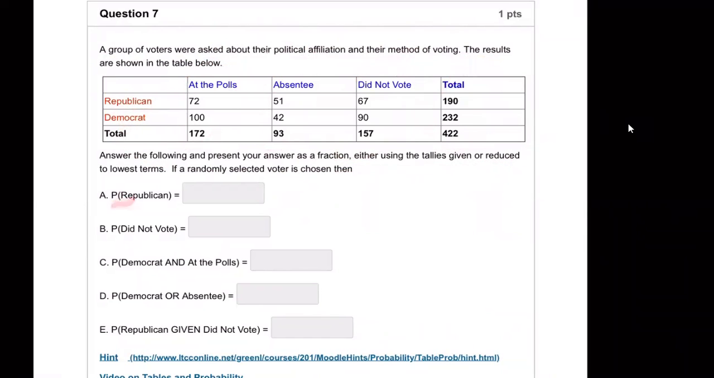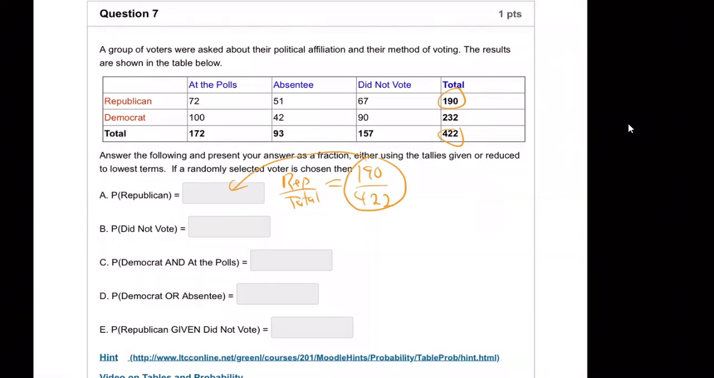First off, if we randomly select a voter, what's the chance they're Republican? That's going to be all the Republicans over the total. How many Republicans are we talking about? 190 over the total, 422. You can just type that fraction right in there. Don't worry about reducing it.